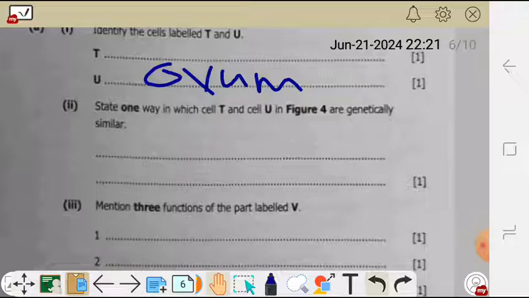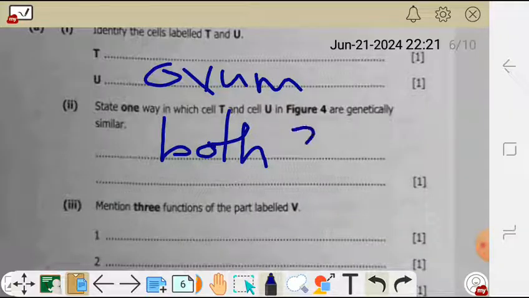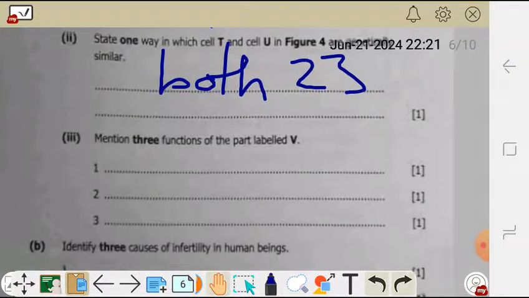One way in which cell T and U in figure 4 are genetically similar. So here the similarities are genetic. Take note of this. So they both have 23 chromosomes in each. So when they fuse, fertilization will take place, and then this number will be 46, which is in the normal human being.